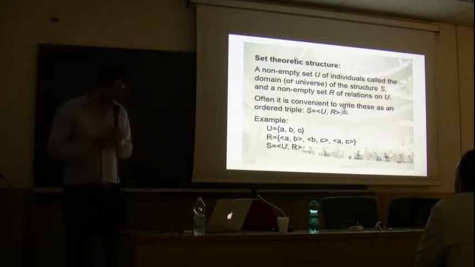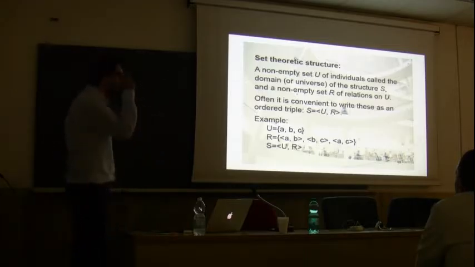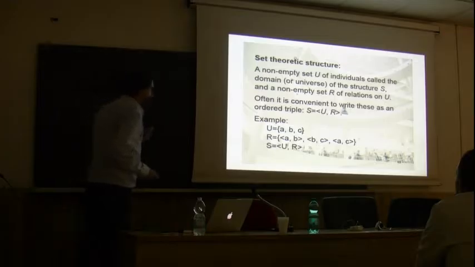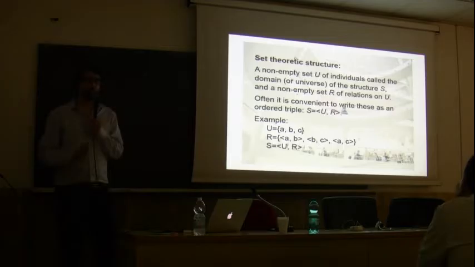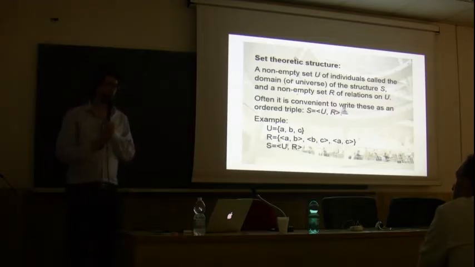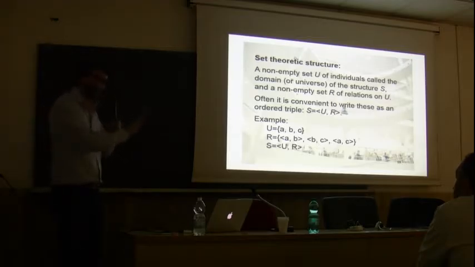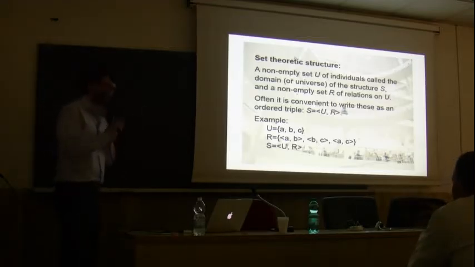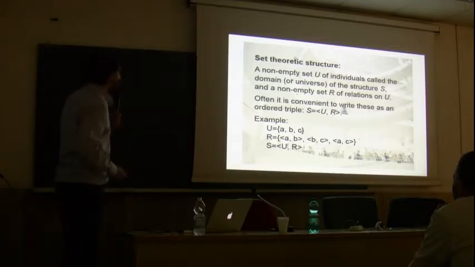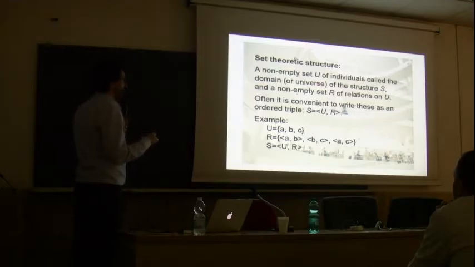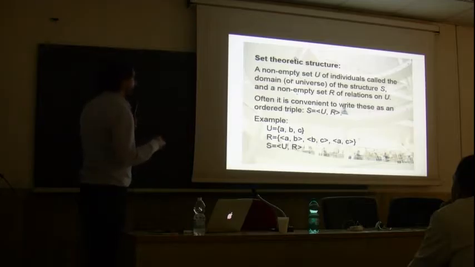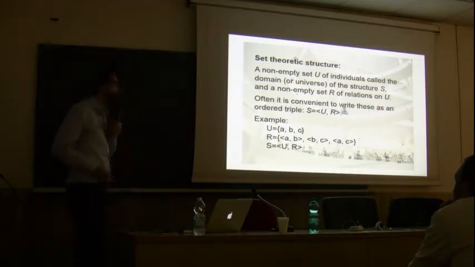So here is a bit more detail about this. If you say that a model is a mathematical structure and it represents by isomorphism, we have to say what that means. And probably you will come across mathematical structures at some point in the course. Have you introduced structures already? Yet? No? Okay, so here is a simple version. You can do it in all detail. So the basic idea is that a structure is a non-empty set U of individuals called the domain or universe of the structure, that might be U, and a non-empty set R of relations on U.